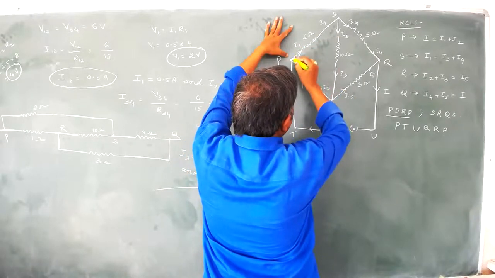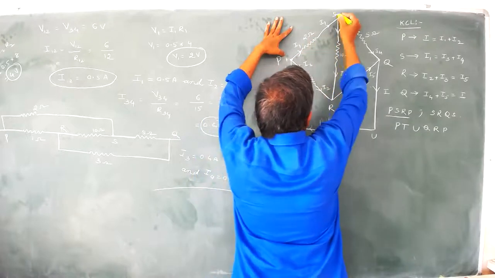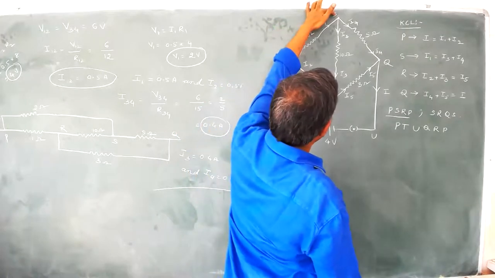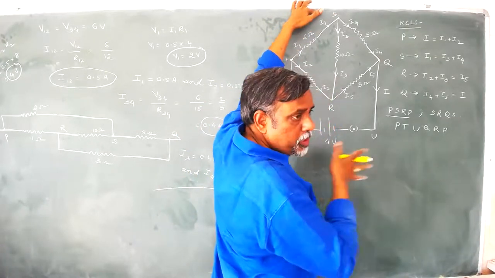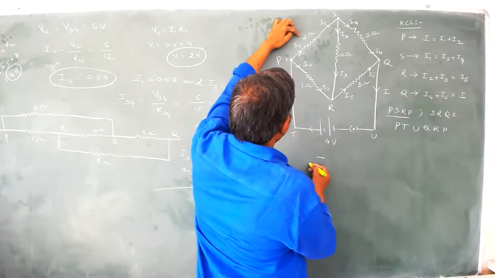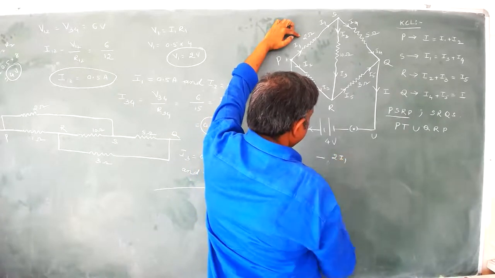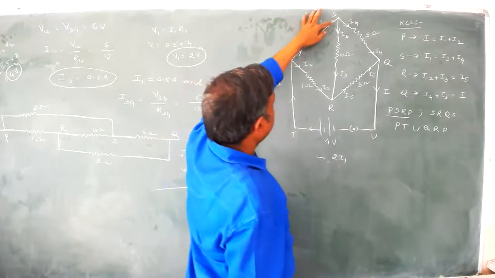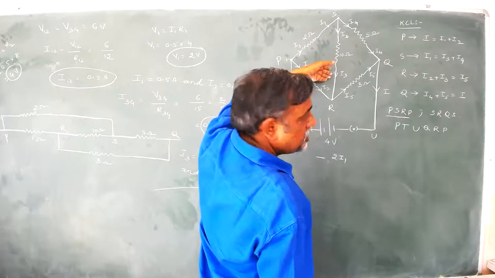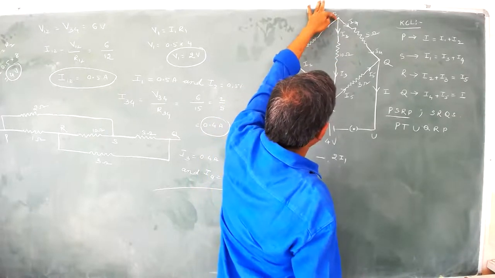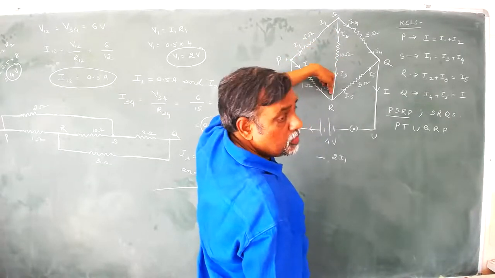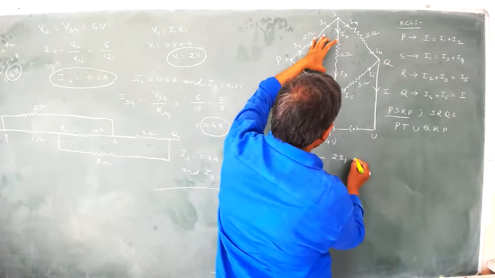Electric current I1 is passing from P to S, which means here positive, here negative. Your direction is the same, so moving from P to S you are moving towards the negative, lower potential point. So that is minus 2I1. Next, S to R, you are also moving in the same direction as the current. Current is moving from S to R, meaning S becomes positive and R becomes negative. You are moving towards the lower potential, so the potential drop is negative: minus 10I3.